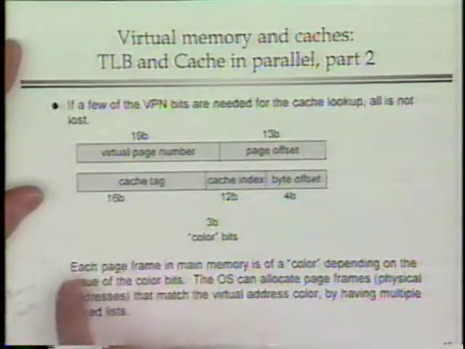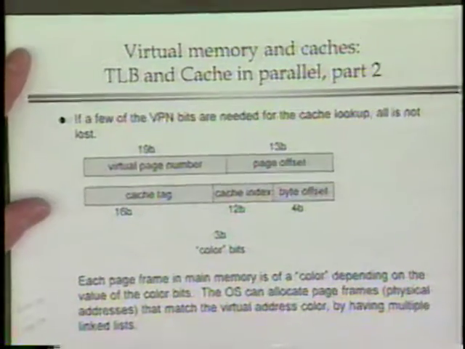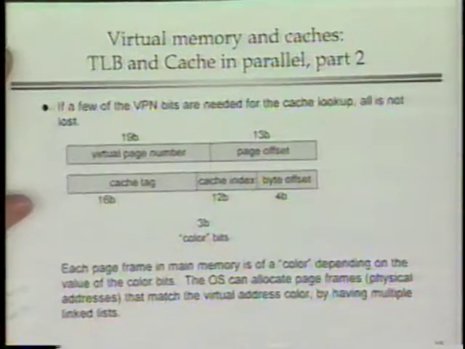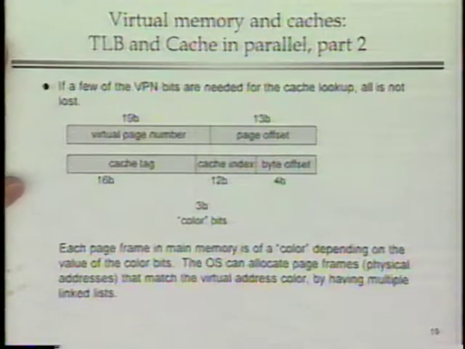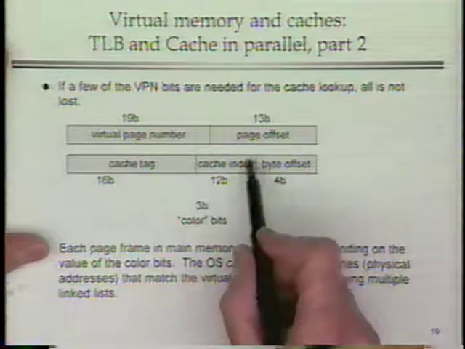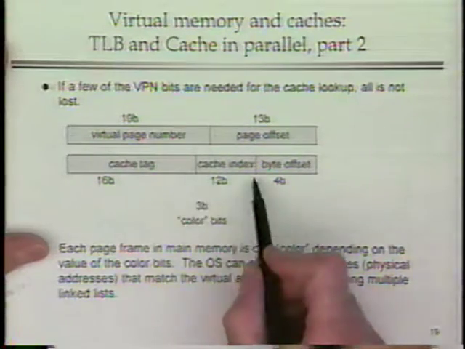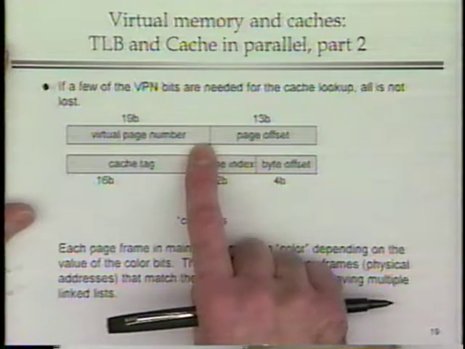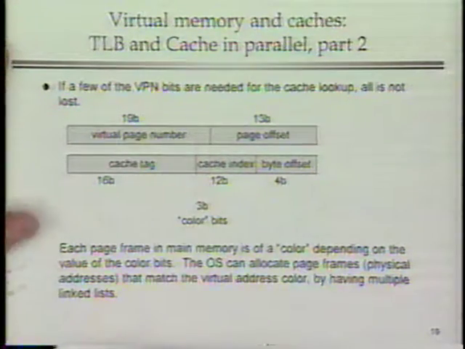Okay. I just want to hint that, in fact, that's not the only thing you can do. All is not lost if a few of the page number bits are needed for cache lookup. And people have used some clever schemes in order to be able to violate that constraint, basically to have some of the bits being used in the cache be bits that might be translated as part of the virtual address translation.